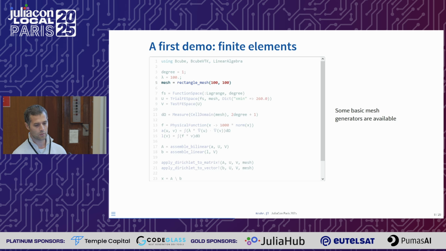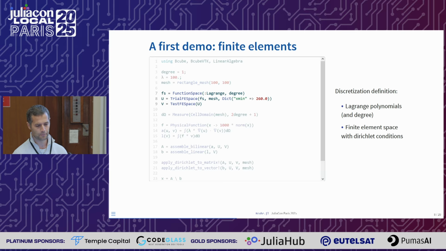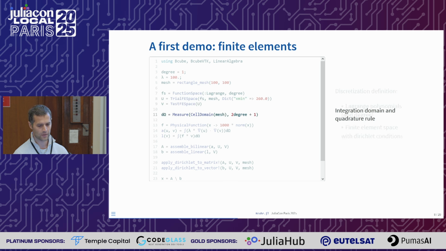On the left, we have some basic mesh generators in Bcube for fast prototyping. You can then define your function space and finite element space, selecting different polynomials. It's also here that you define Dirichlet conditions, depending on time if you want. It's not the case here, but you can input time-dependent Dirichlet conditions. Then you declare some cell domain and other domains, we'll see that later, where you want to integrate, as well as quadrature rules. We have several of them, depending on the property that you want.